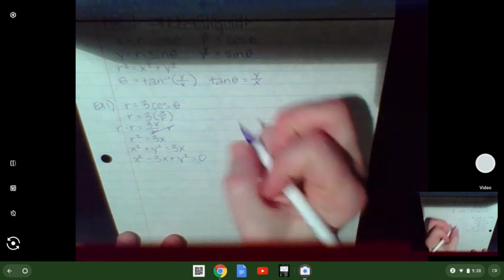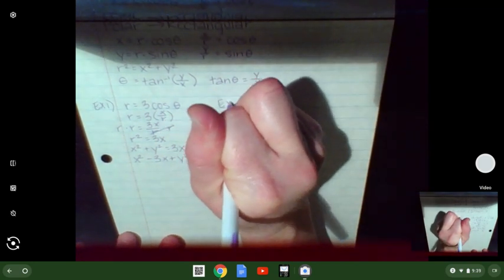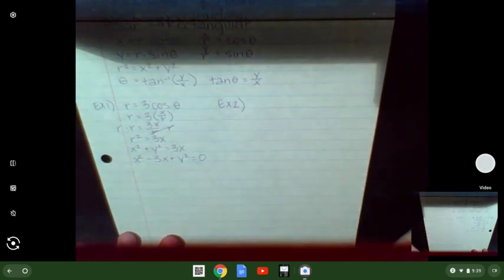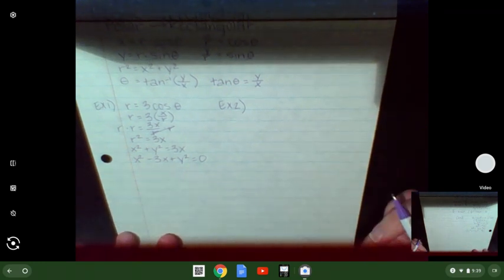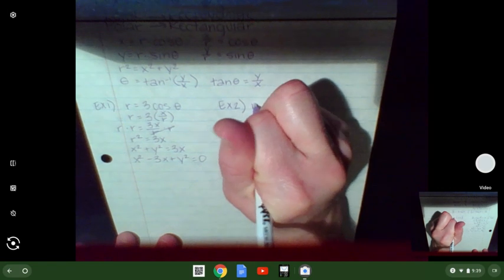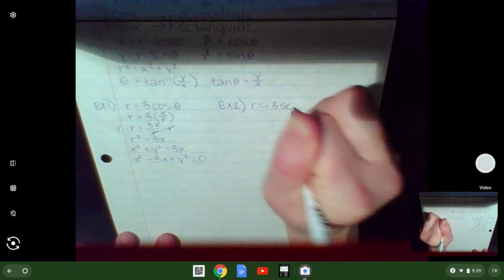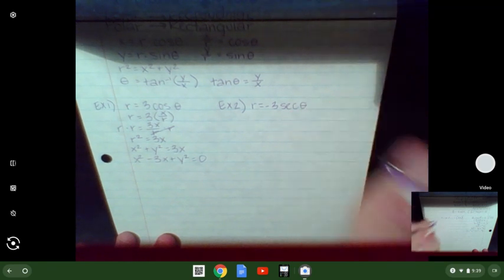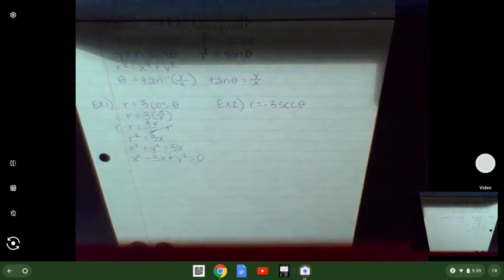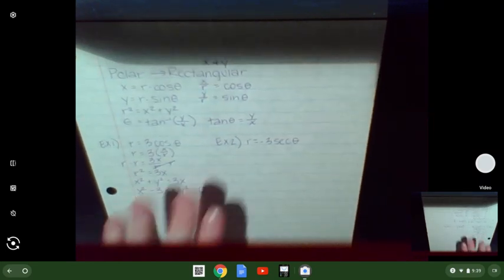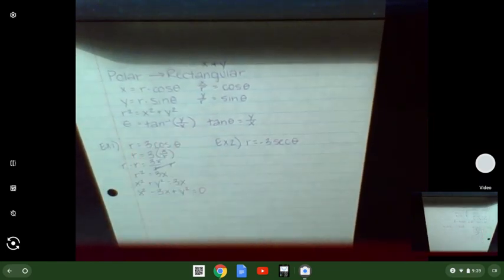Okay, let's try another one. Example 2. And these are exactly from slide 11, if you're looking at the slides. So we're going to go with r equals -3 secant of theta. Okay, so the biggest thing that stands out to me is secant. There are no relationships that have been established that involve secant.